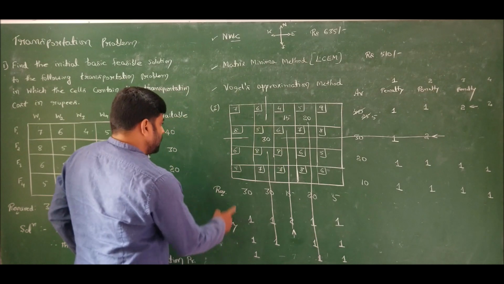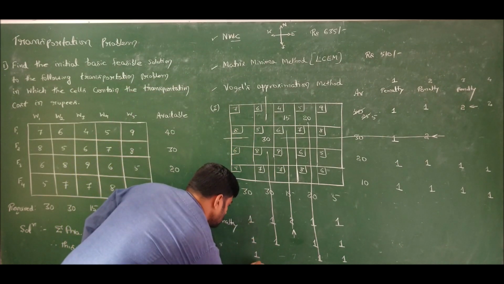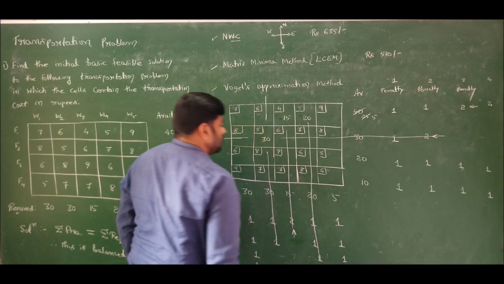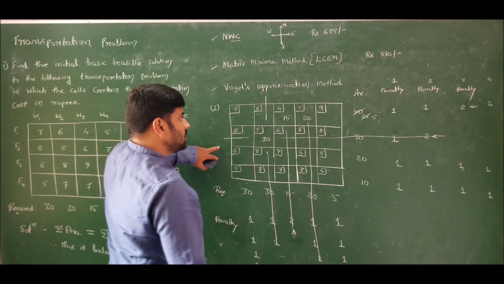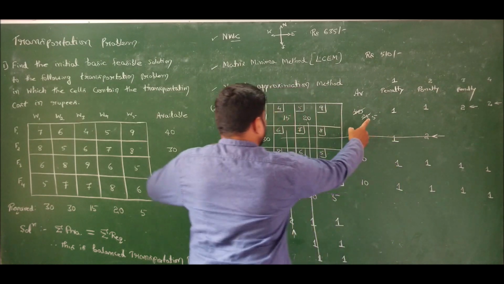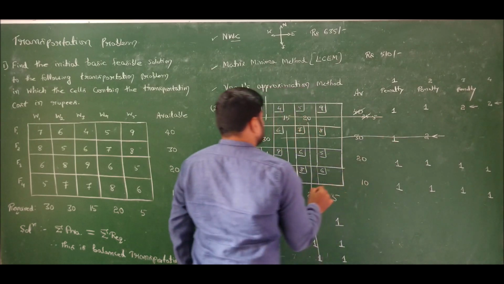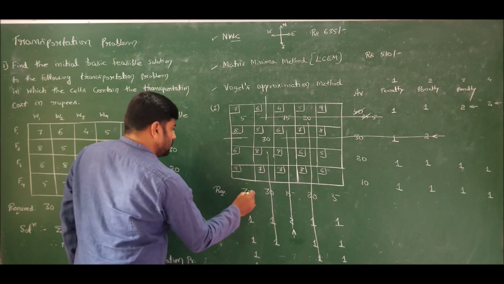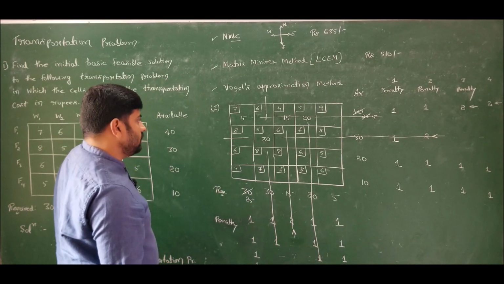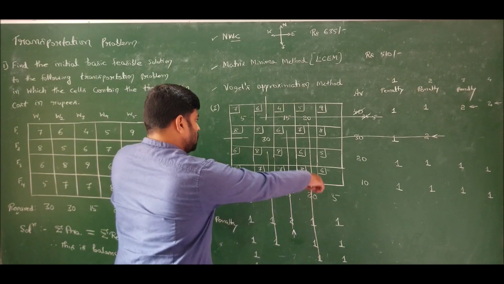So in the column, penalty is 5 and 6. Penalty is 1. And we have 5 and 6. Penalty is again 1. Now the highest is again here. So we have 5. Minimum is here 5. So this is eliminated. Since I have taken 5, remaining will be 25. Remaining is 25. We have left out with 2 rows and 2 columns.